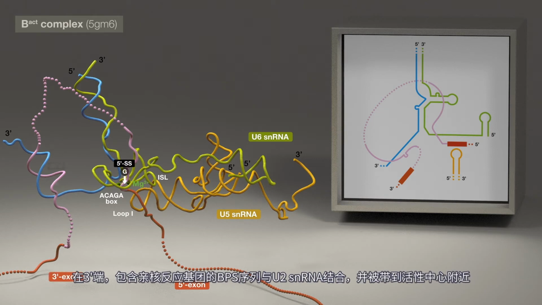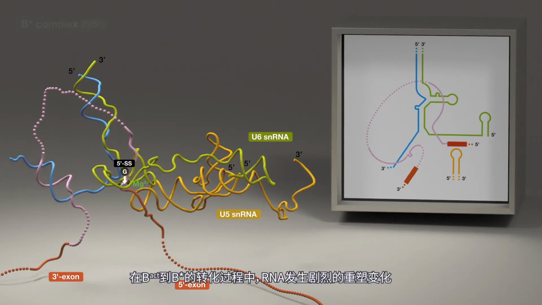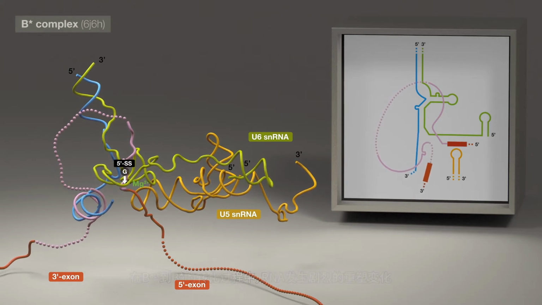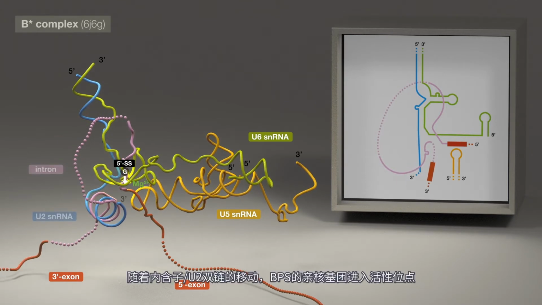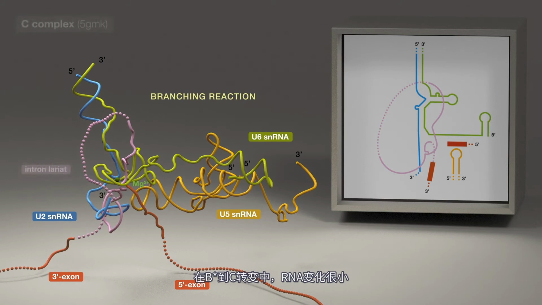At the 3' end, the BPS reactant is brought closer, but it's held sequestered by U2 RNA. During the transition from B^AC to B*, RNA remodeling is again dramatic and stepwise, as movement of the intron U2 duplex directs the BPS nucleophile into the active site. From B* to C, RNA remodeling is minor, as the branching reaction gives rise to the intron lariat.